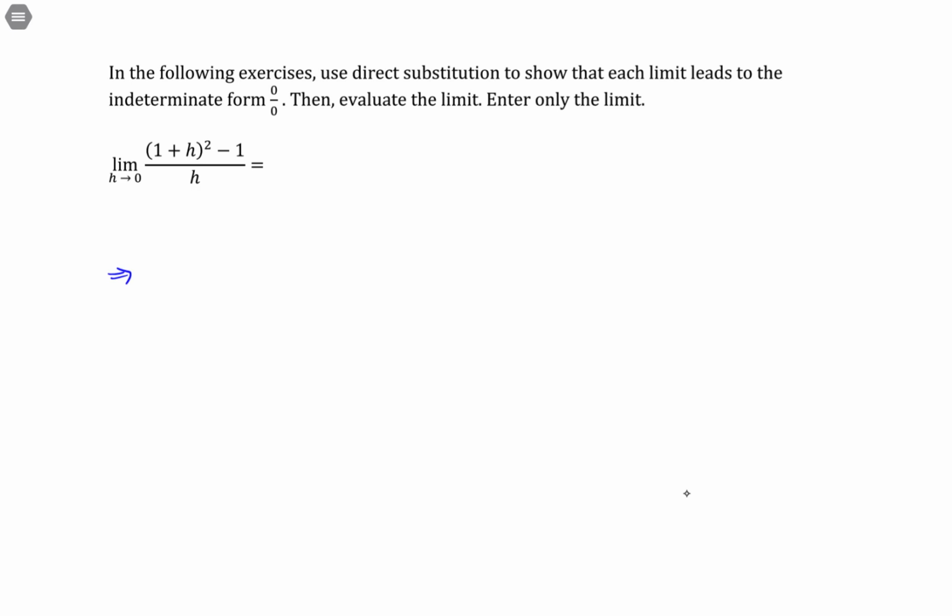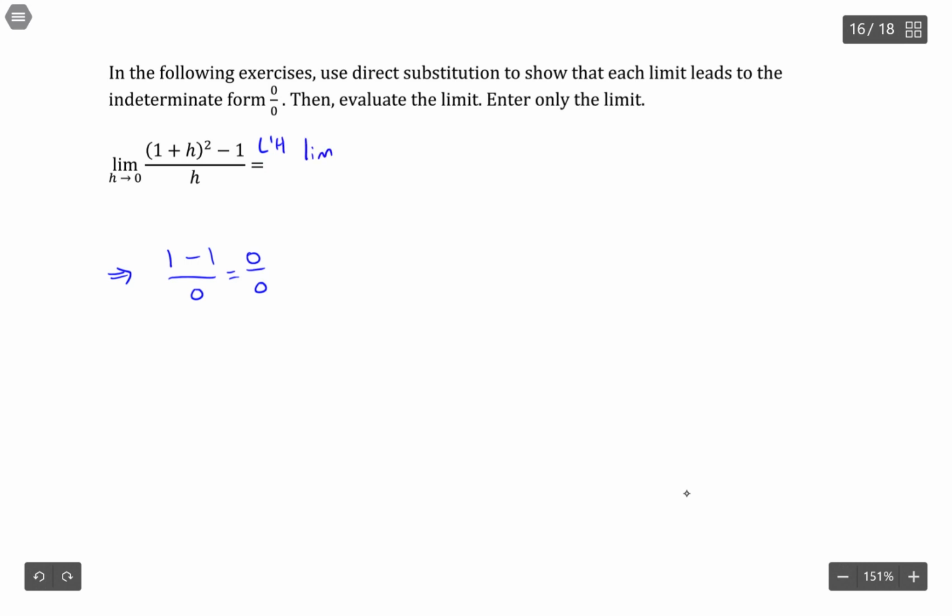So 1 plus 0 squared is just 1, minus 1 over 0. So this is going to result in the indeterminate form 0 over 0. And that generally means there is some algebra that we can do in order to evaluate the limit. But even if that algebra exists, and even if you know what that algebra is, it also means that you can apply L'Hopital's rule and then use that to solve the limit.